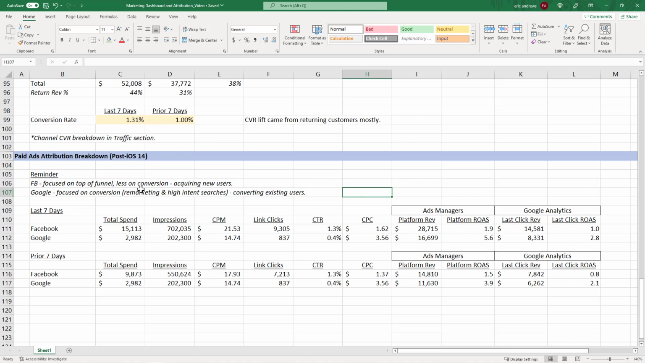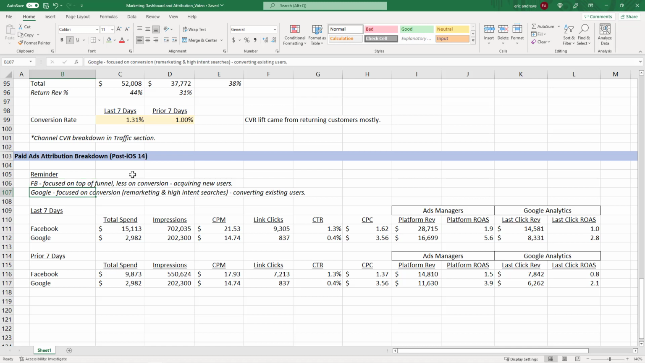And so for businesses like this, Facebook is almost completely focused on top of funnel. You can basically reach very large audiences of people that don't know your business. You can also target people who have interacted with your business, but most of your spend is generally going towards what we call prospecting, which is acquiring new users.